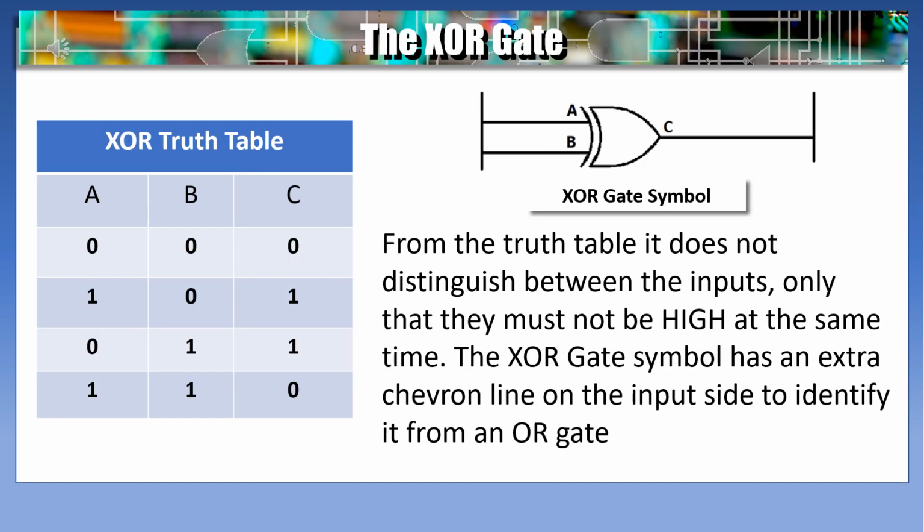Examining the XOR gate truth table, we find that it does not distinguish between the inputs, only that they must not be high at the same time. In other words, it's only checking to see for an inequality, not equality. Because A and B are low, then the output's off. A and B are high, then the output's off. It's only when there's a difference between the two that it acknowledges and will turn on an output. The XOR gate symbol has an extra chevron line in the input side to identify it from an OR gate.